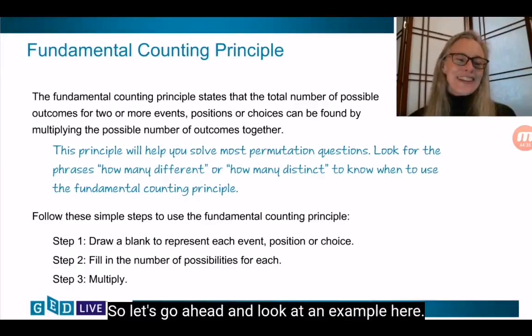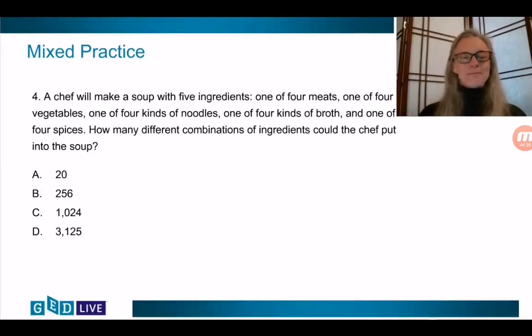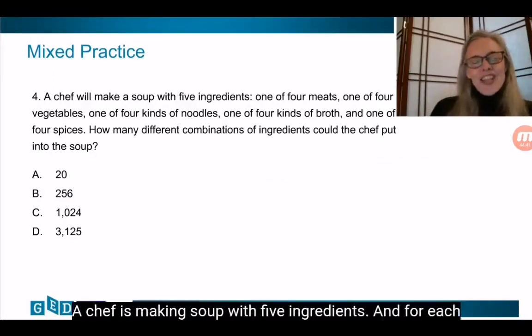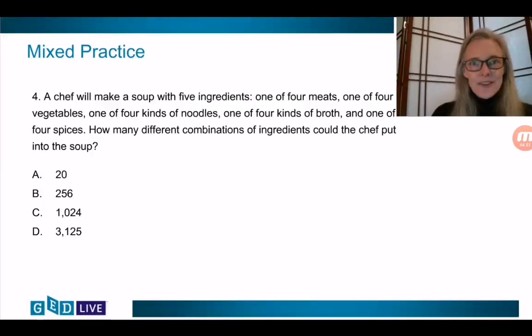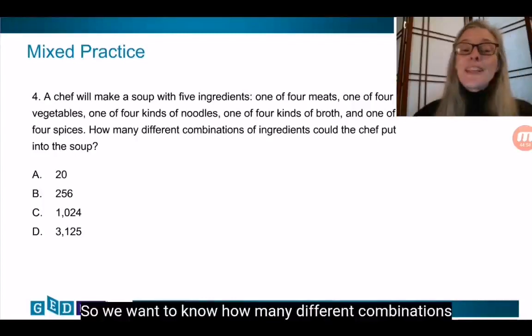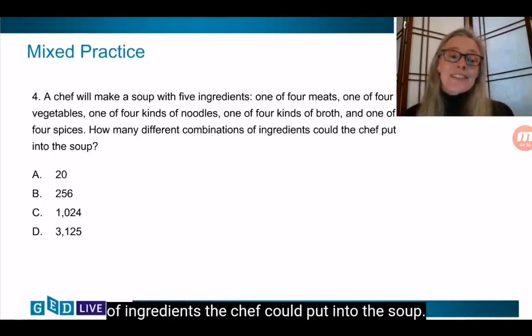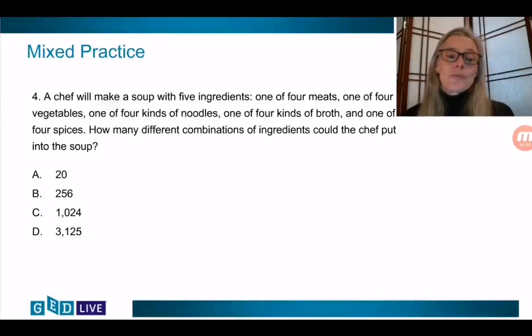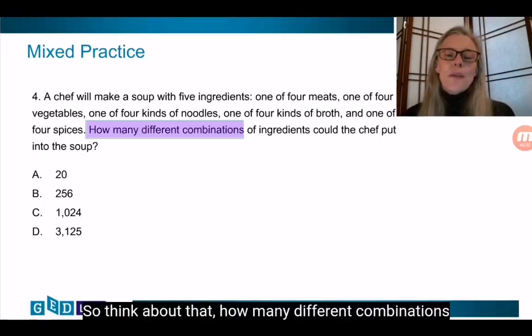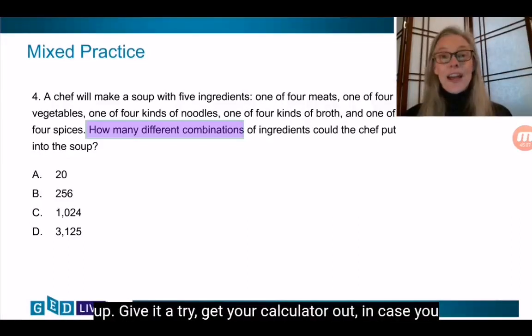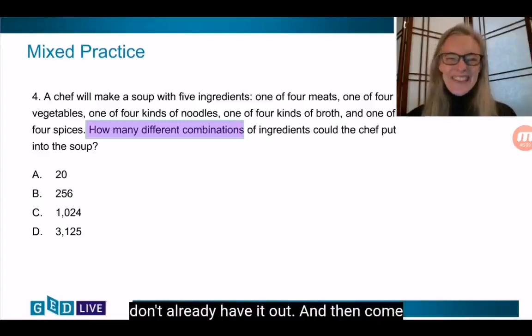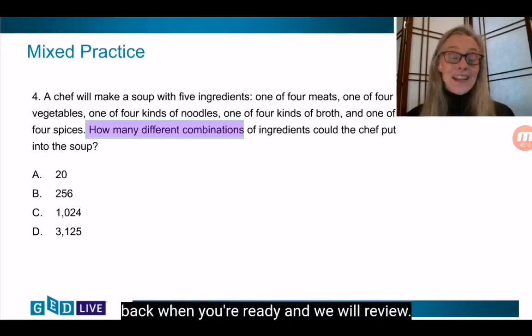So let's go ahead and look at an example here. A chef is making soup with 5 ingredients. And for each of those ingredients, the chef has different choices. So we want to know how many different combinations of ingredients the chef could put into the soup. Okay, so think about that. How many different combinations of ingredients? Think about how you want to set this up. Give it a try. Get your calculator out in case you don't already have it out. And then come back when you're ready and we will review.